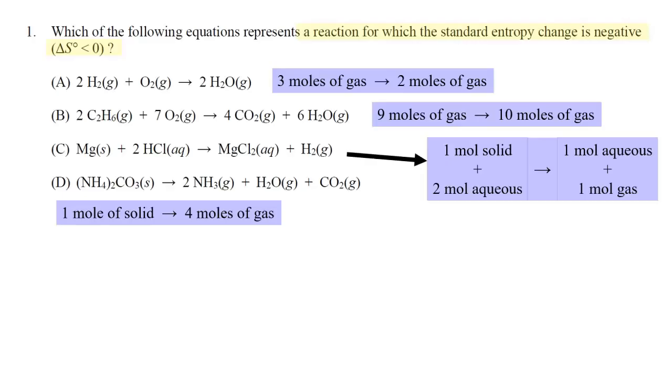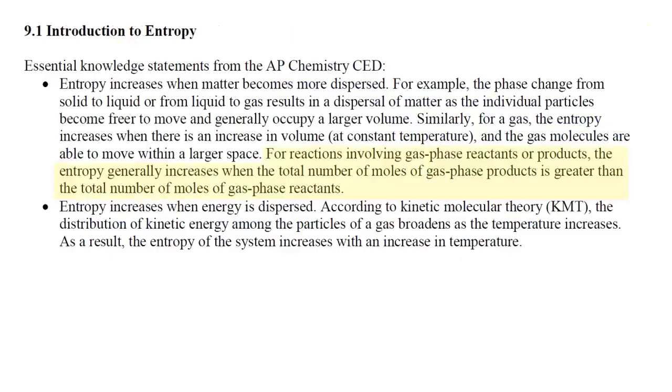So remember, 3 of these 4 choices involve an increase in entropy and would be incorrect. Only 1 of these choices involves a decrease in entropy. So I'll just highlight what I had read earlier, which is for reactions involving gas phase reactants or products, the entropy generally increases when the total number of moles of gas phase products is greater than the total number of moles of gas phase reactants.